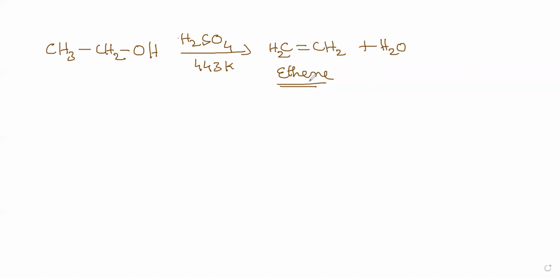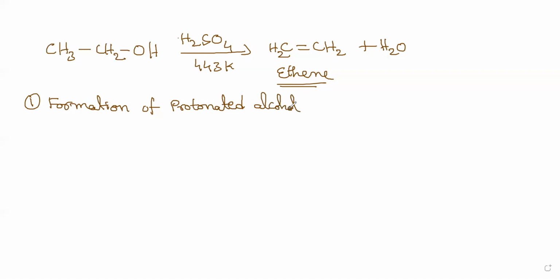Next one is isopropyl alcohol. Isopropyl alcohol we will see as secondary, and then tertiary in detail. How do we get it? First, we will write the mechanism. The first step is the formation of protonated alcohol.